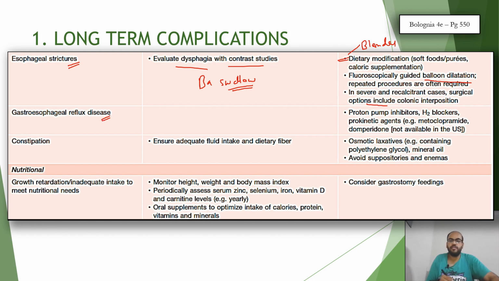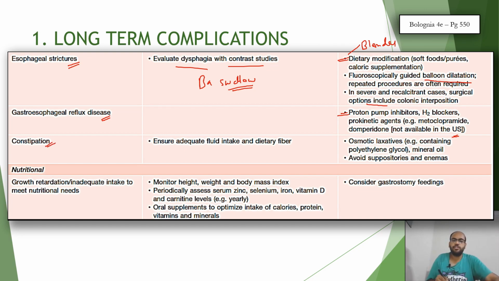In gastroesophageal reflux disease, PPIs to be used, H2 blockers to be used, prokinetic agents like metoclopramide and domperidone to be used. It is easily available here, not in the US, but in India, these drugs are easily available that can be used if required.